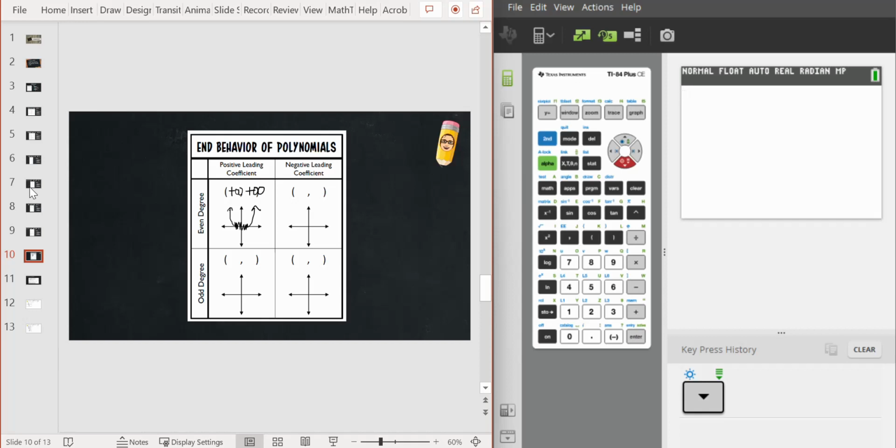But if it's an even degree and it's a negative leading coefficient, aka a negative in the front, it's going to point down. But we still don't know what's going on in the middle, so we're going to do a little scratch in there.